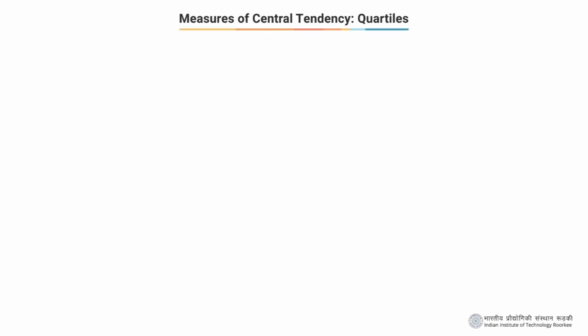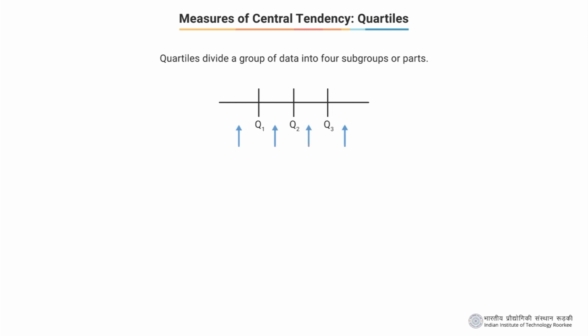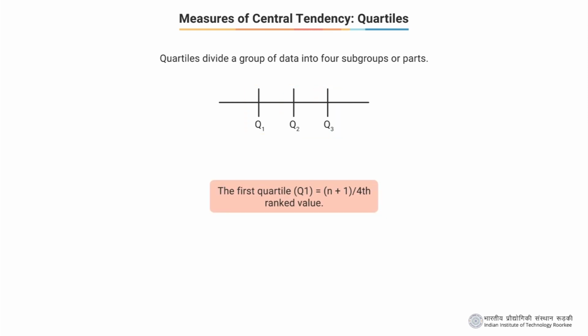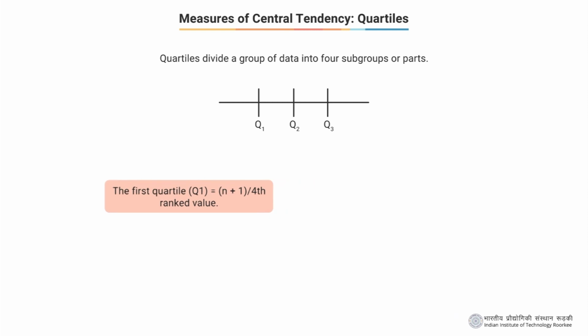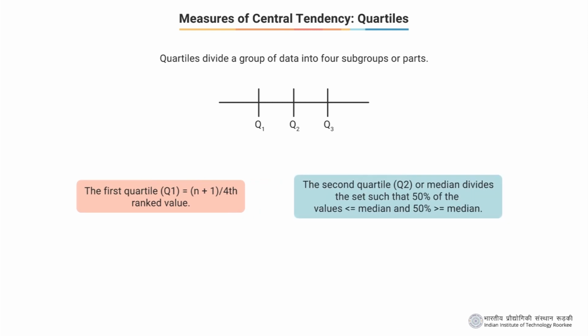Our next measure of central tendency is quartiles. Quartiles are measures of central tendency that divide a group of data into 4 subgroups or parts. The 3 quartiles are noted as Q1, Q2 and Q3. The first quartile Q1 separates the first or lowest 1/4 of the data from the upper 3/4 and equals the 25th percentile. The second quartile Q2 separates the second quarter of the data from the third quarter.